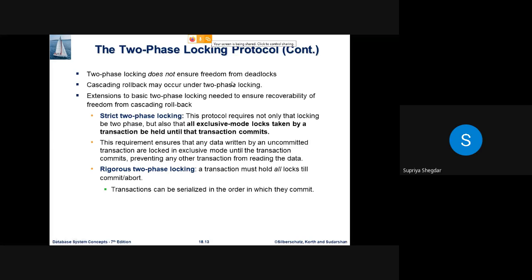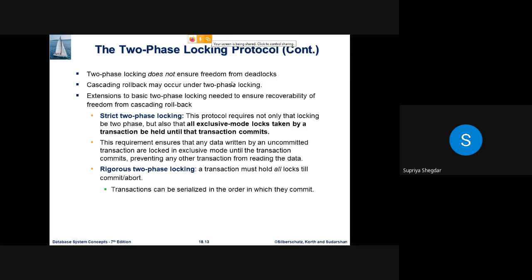In the rigorous two-phase locking protocol, the transaction must hold all the locks until it commits or aborts. All the locks means whether exclusive mode locks or shared mode locks. The difference between strict two-phase and rigorous two-phase is that in strict two-phase, the transaction holds only the exclusive mode locks until it commits, and in rigorous two-phase locking, it holds all kinds of locks until the transaction commits.